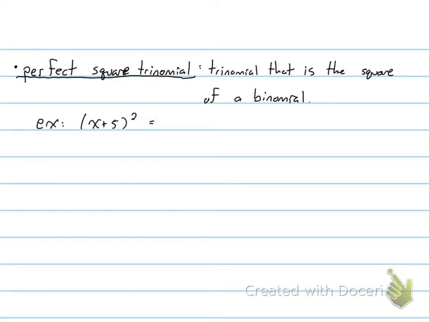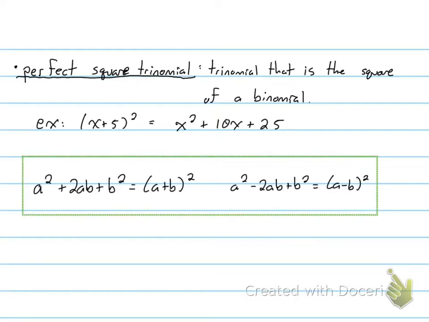So for example, something like x plus 5 squared could be rewritten as x squared plus 10x plus 25. So the general pattern here is a squared plus 2ab plus b squared could be rewritten as a plus b squared. A squared minus 2ab plus b squared could be rewritten as a minus b squared. So again, make sure to write those down, highlight them, we'll come back to them.